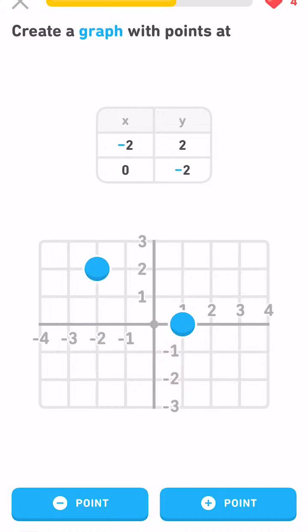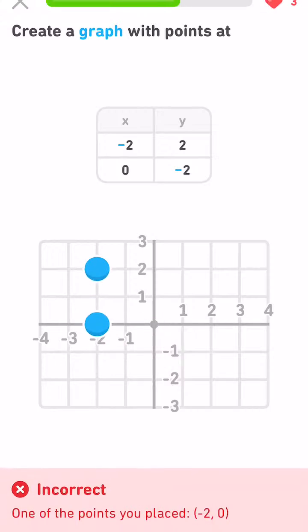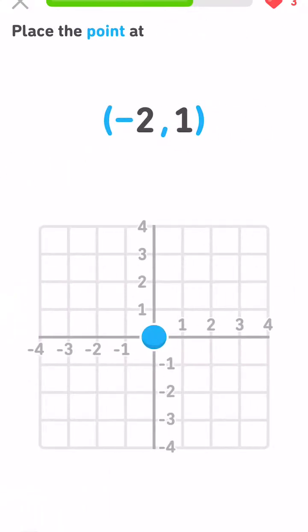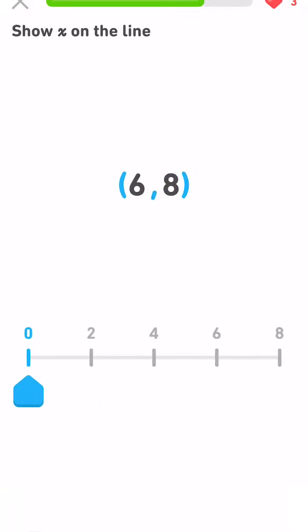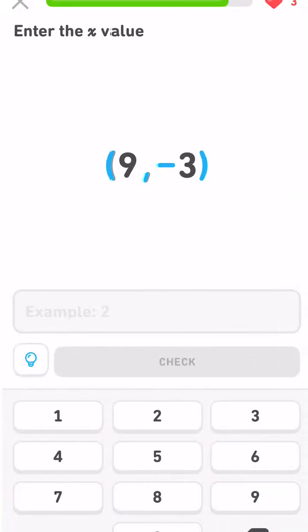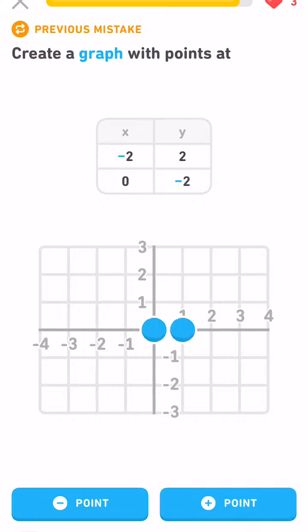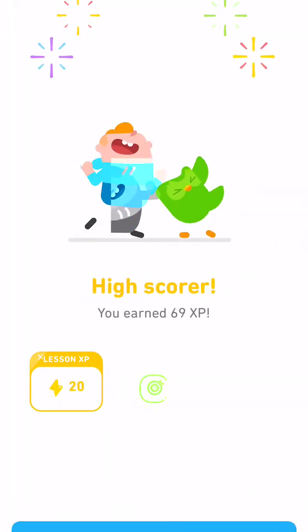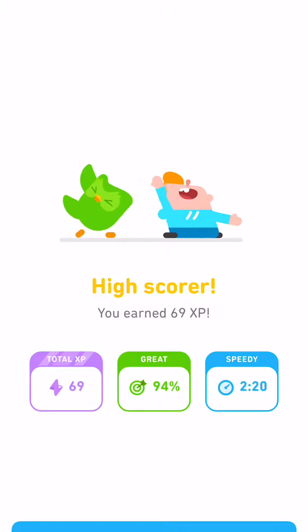-2, 2, 0, -2. What? Oh, 0, -2. Oh, that is not the right place. Okay, fair enough. X is 8. -2, 1. X is 6. X is 7. X is 9. Okay, what did I miss? Okay, so -2, 2, and then 0, -2. There we go. I mean, not a perfect score, but perfect enough. That's a 94. That's still an A.